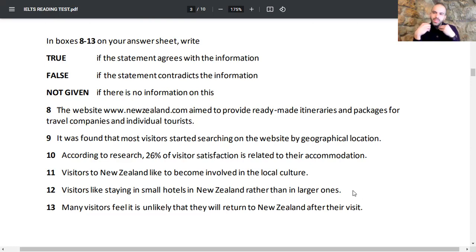So I tried to read it in my own way. That's what you have to do, okay? Or you can read it in your first language. For example, if you speak Arabic or French or Spanish or whatever, try to read it in your first language to be able to understand the concept or the context of the sentence. Finally, we have number 13. Many visitors feel it's unlikely that they will return to New Zealand after their visit. So they might not go back to New Zealand after the visit, okay?